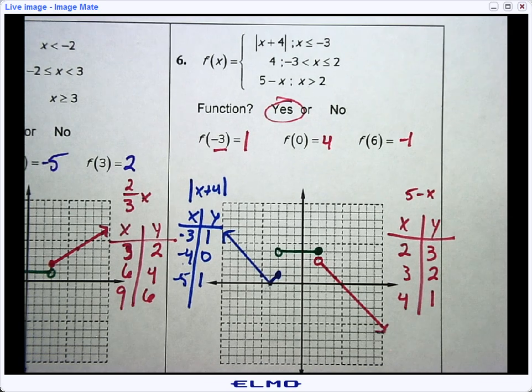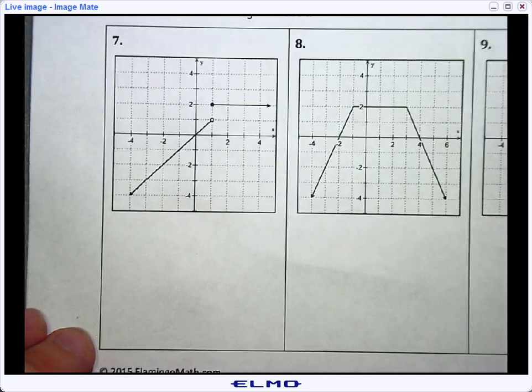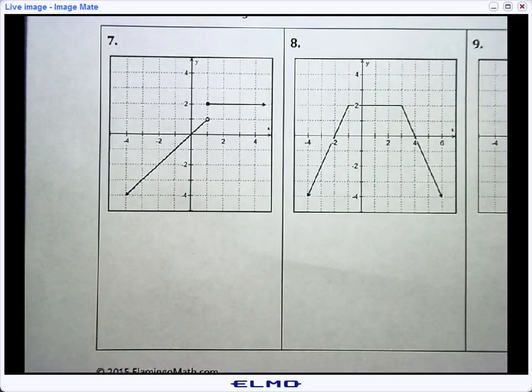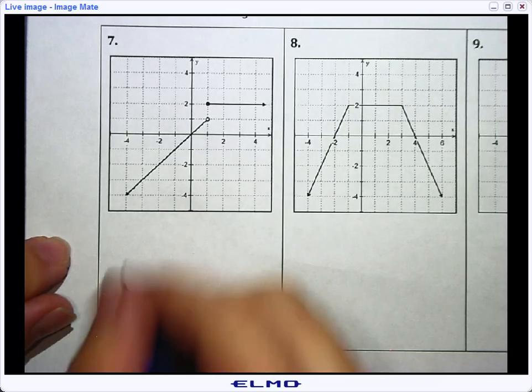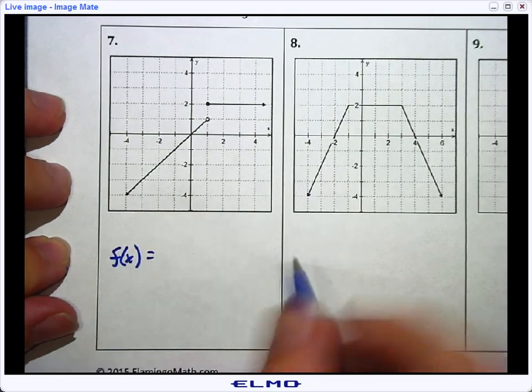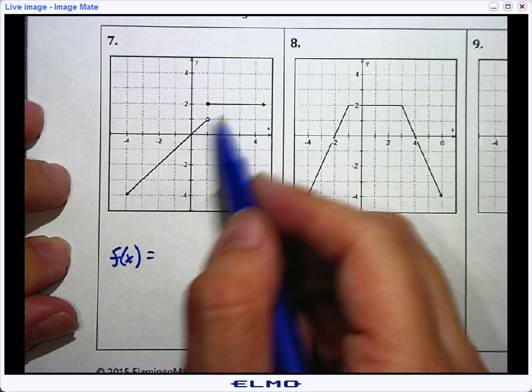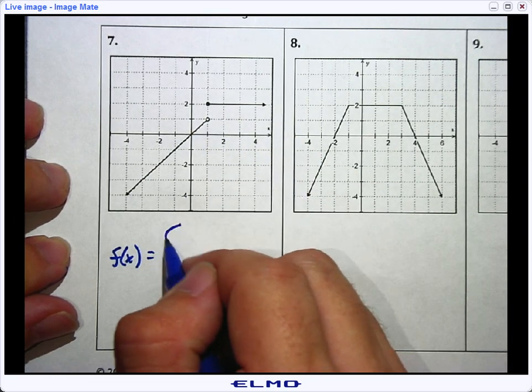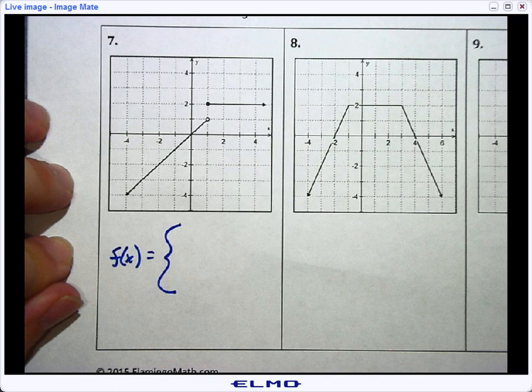All right, problem number 7, they gave me the graph. My job is to come up with the function. And then it also wanted me to state the domain and the range. Okay, so I'm going to start with f of x equals, this is 2 pieces, so my function is going to be broken up into 2 different rules.